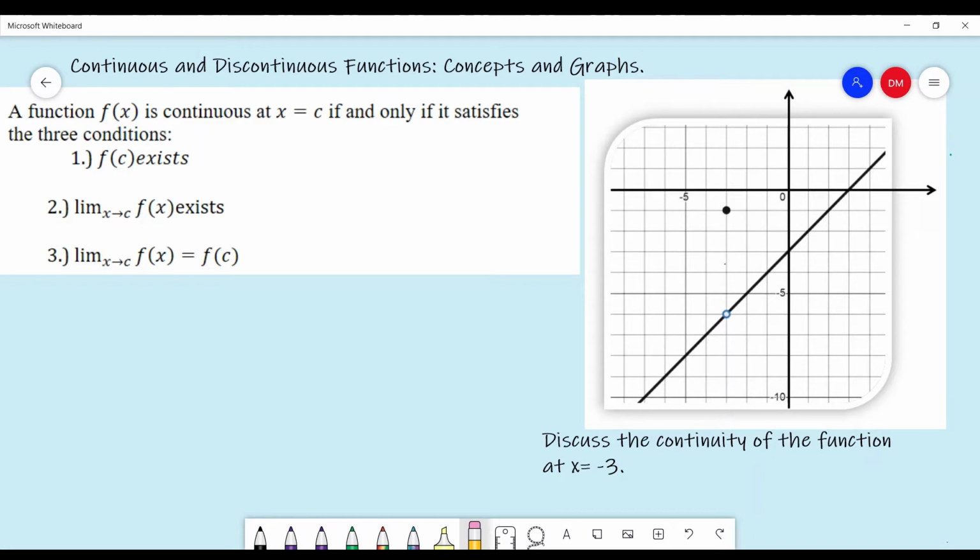In this lesson, we are going to discuss the concepts of continuity by analyzing the graphs and by testing if the function meets the three conditions. So we have here the three conditions, and these three should be satisfied to determine if the function is continuous. So let us discuss the example.